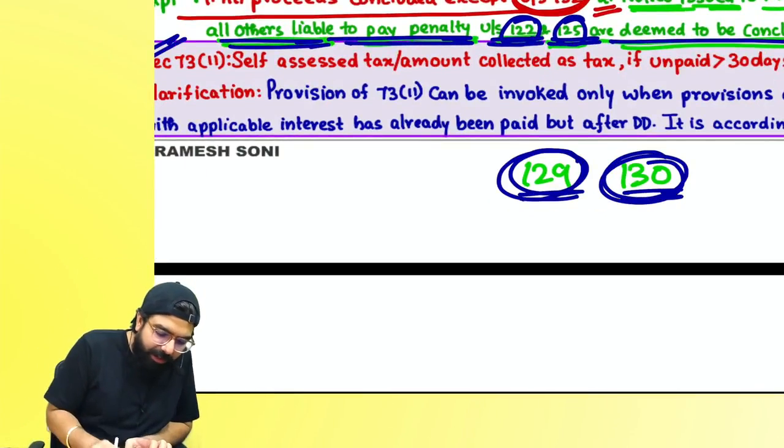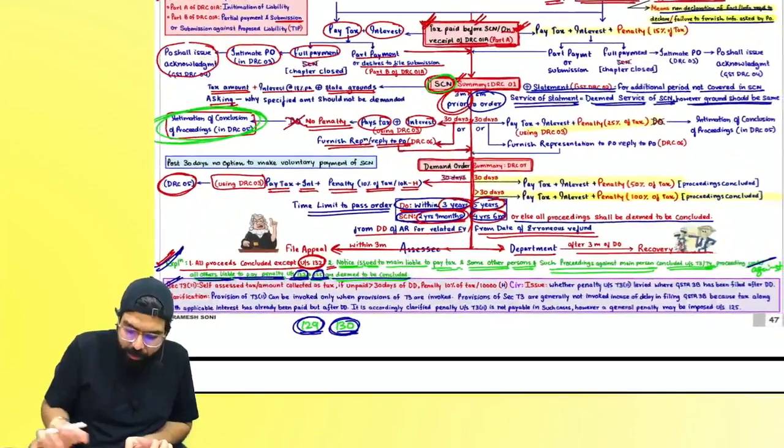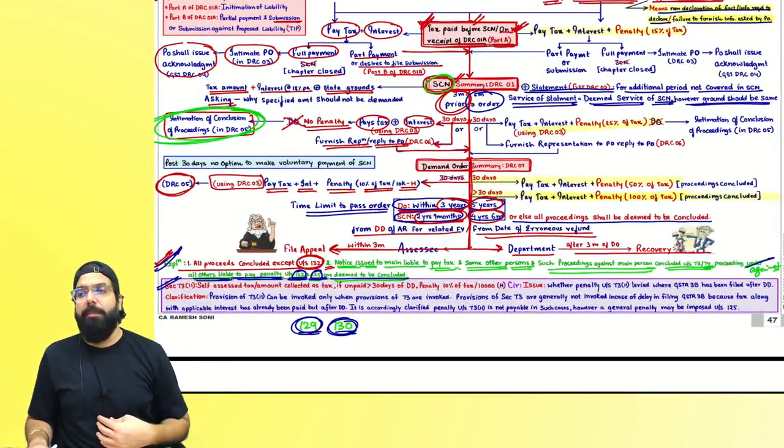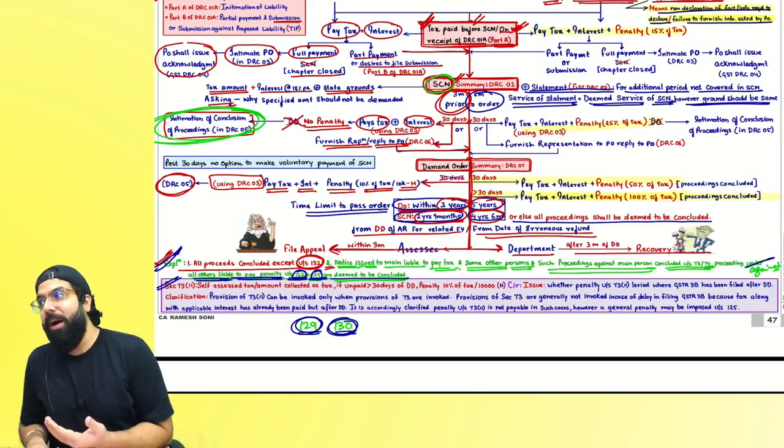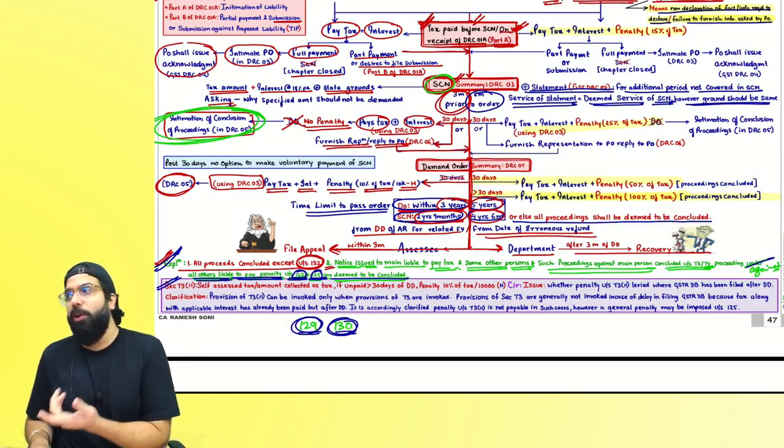Now section number 73(11), one small paragraph is there over here. In section 73(11), they have told if you don't pay self-assessment tax within 30 days, then you will be liable to a penalty of 10% or 10,000, whichever is higher. People went ahead and asked the government, what do you mean by this?